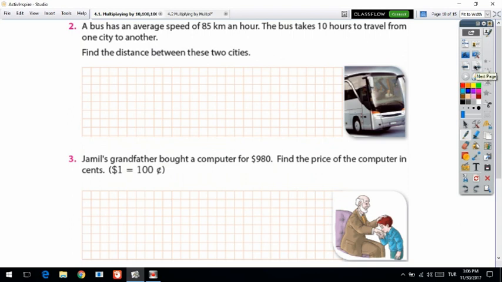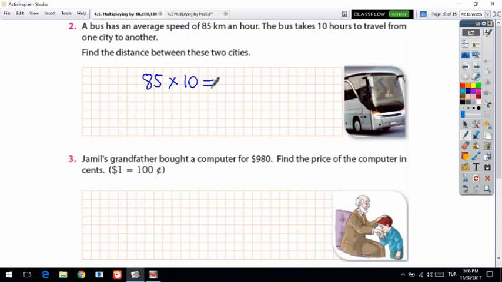A bus has an average speed of 85 kilometers per hour. For just 1 hour, 85 kilometers. The bus takes 10 hours to travel from one city to another. So, find the distance between the two cities. So, how many kilometers from one city to another city? We'll find this, right? So, first of all, for 1 hour, 85 kilometers. So for 10 hours, how many kilometers do we find?